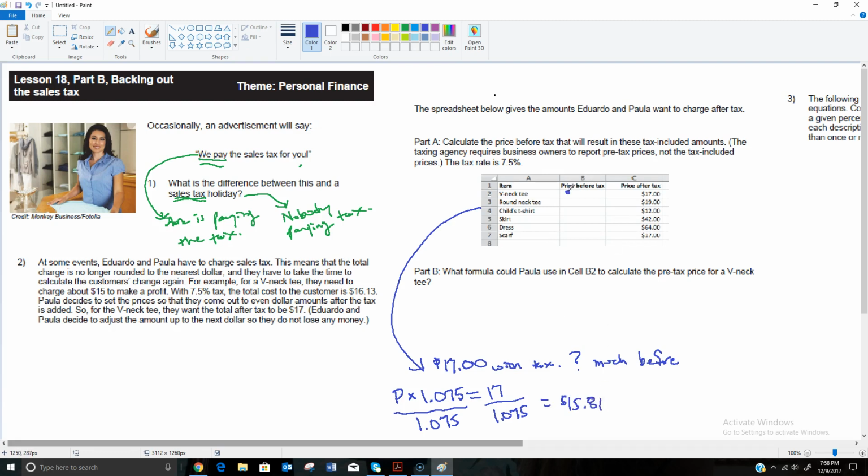So they're technically selling that shirt for $15.81, and the rest of that, $1.19 I think it is, would be the sales tax. That's what they're going to give to the state.